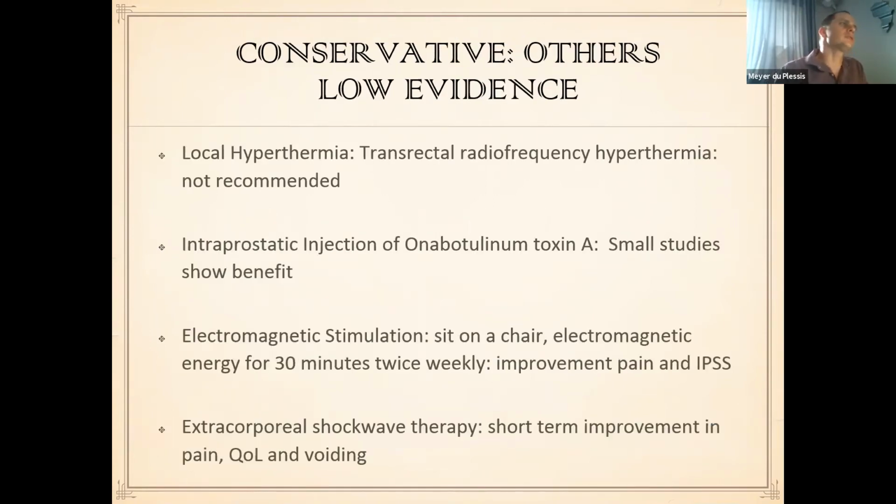Others that got low evidence, but is quite interesting, is local hypothermia, which can be done with transrectal radiofrequency hypothermia. So it's not recommended. Intraprostatic injection of Botox. In small studies, it does show to have some benefit. Electromagnetic stimulation, where this patient sits on a chair and they receive electromagnetic energy for 30 minutes twice weekly. And it does seem to be improvement of pain and IPS in some patients. Extracorporeal shockwave therapy should have short-term improvement of pain, quality of life and avoiding, but doesn't seem to have a long-term effect.